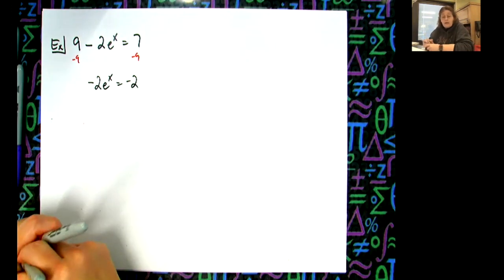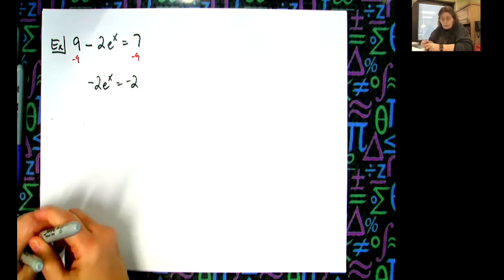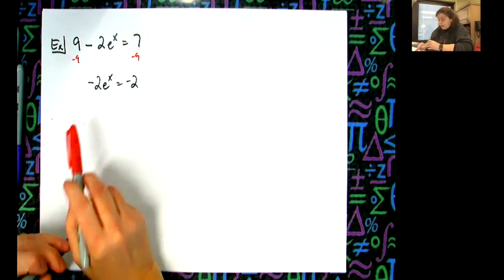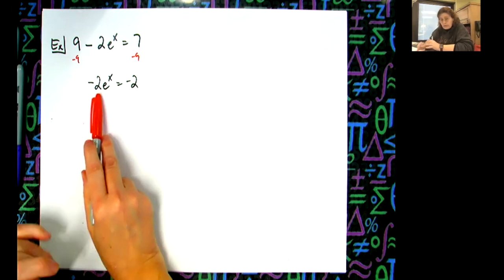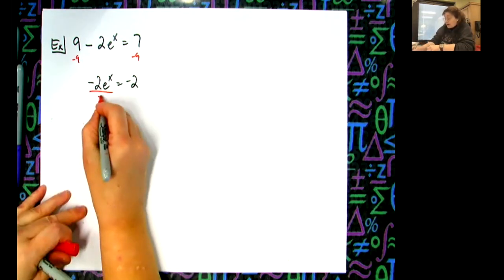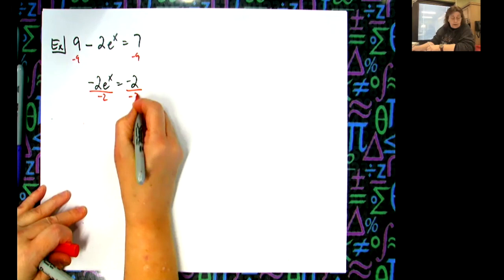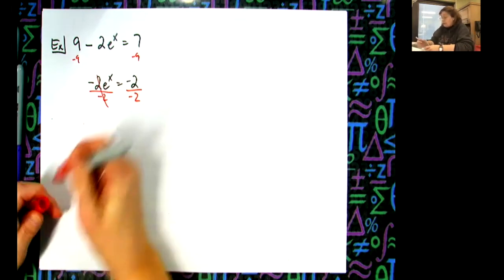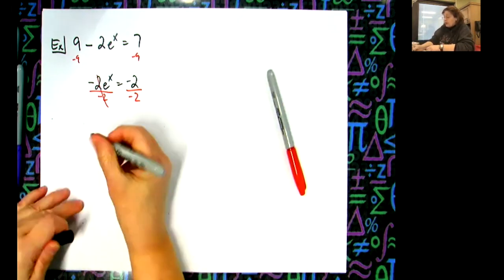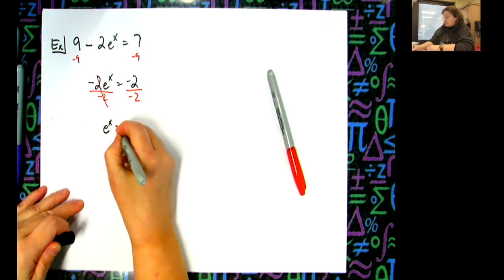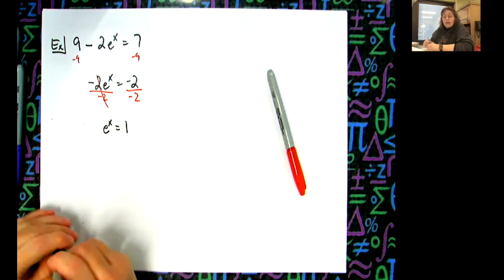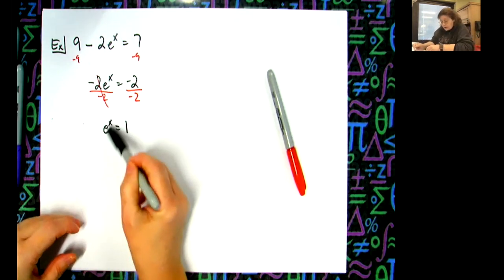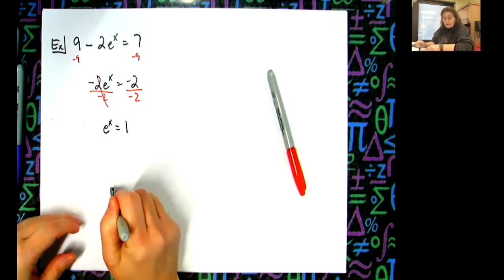I still cannot take the natural log of both sides yet. I can't legally do that yet because it has a coefficient. So I'm going to divide by negative 2, divide by negative 2. Negative 2 is over here, will cross out. So then I'm going to have e to the x equals 1. Now this is isolated, so now I can take the log of both sides.